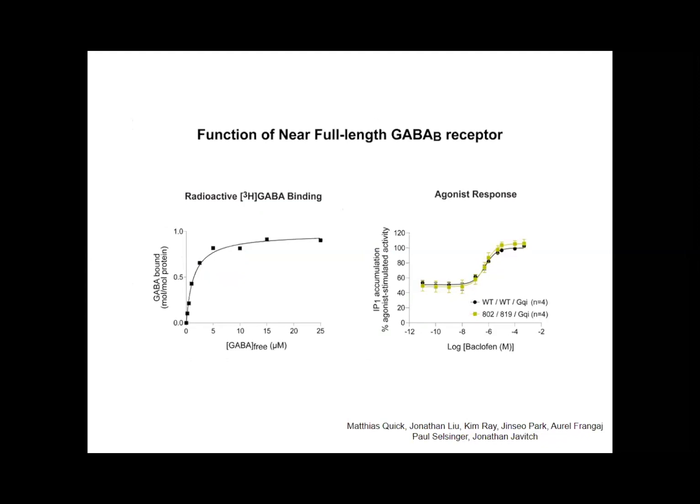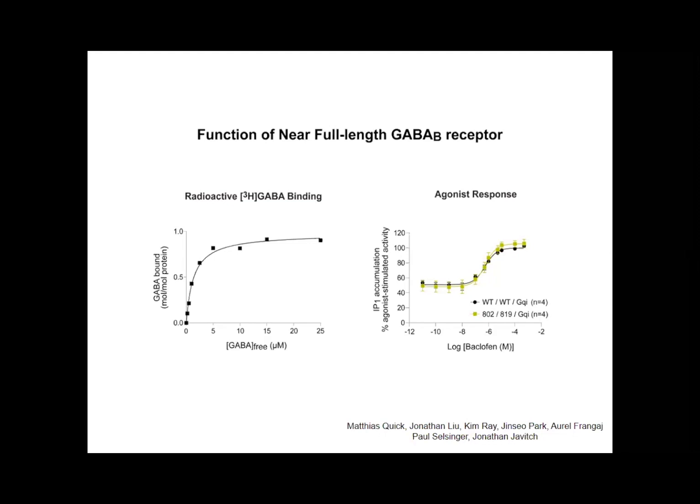In addition, we compared the signaling function of the truncated and full-length receptor. Jonathan Liu and Kim Ray from my lab conducted the functional assay. Jingseo Park and Aurel Frenge made the constructs, and we obtained advice and help from Dr. Paul Schlesinger at Mount Sinai and Dr. Jonathan Javitch at Columbia. Briefly, we co-expressed GABAB subunits with a chimeric G-alpha-q-i protein, which couples the receptor to the Gq signaling pathway and phospholipase C.